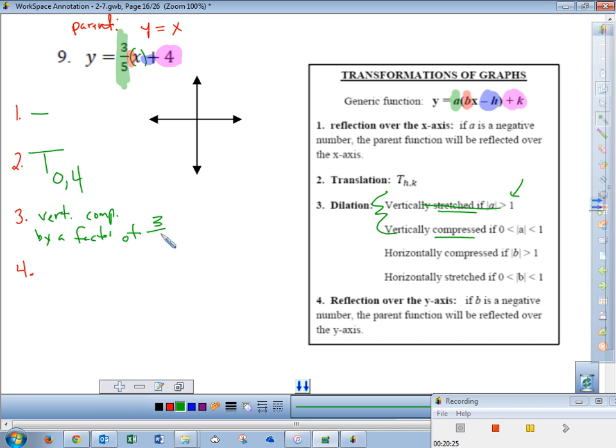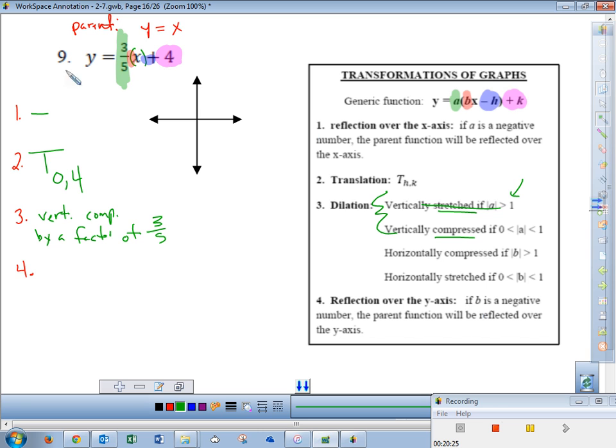3/5. So it got vertically compressed by a factor of 3/5. It will not have the parent slope. Wasn't this a line? Isn't the parent slope rise 1, run 1? This one's rise 3, run 5. It got vertically compressed a little bit. Okay? And then was there any kind of reflection over the x-axis?